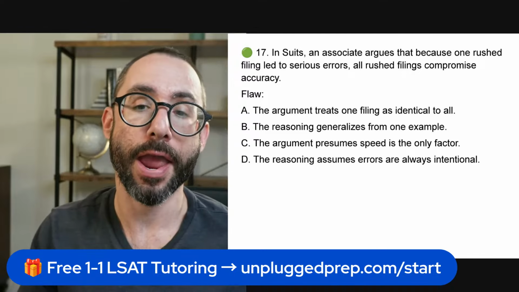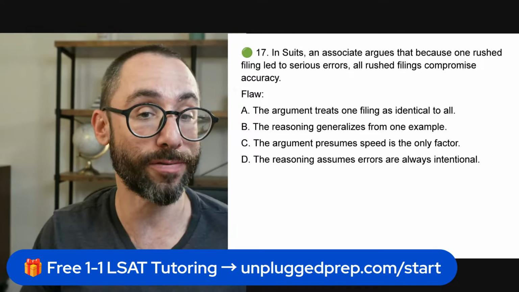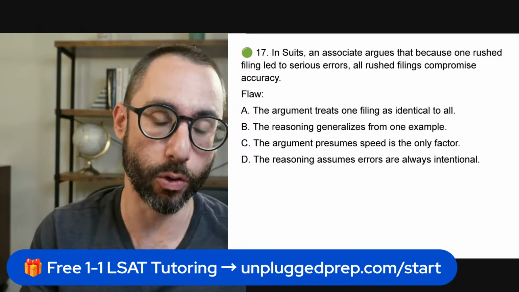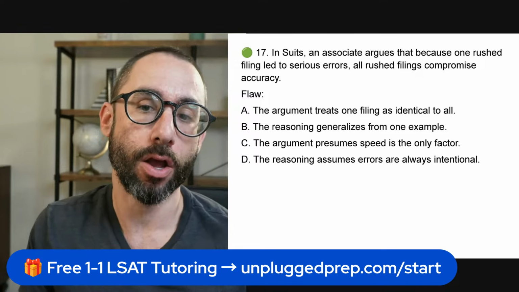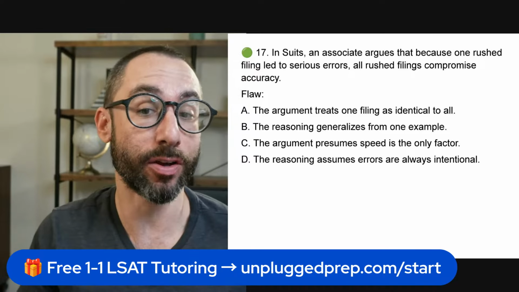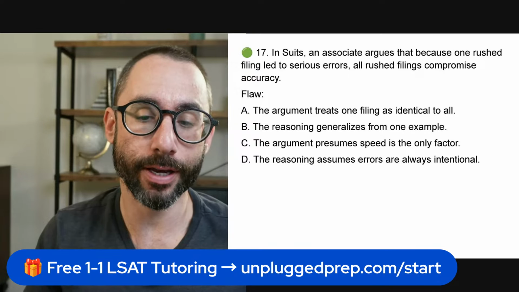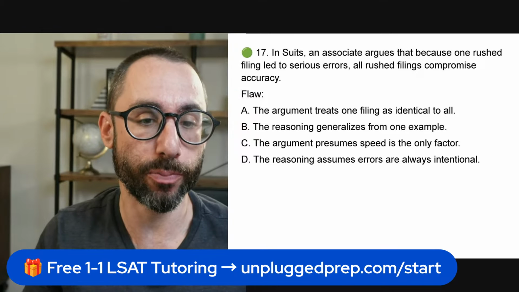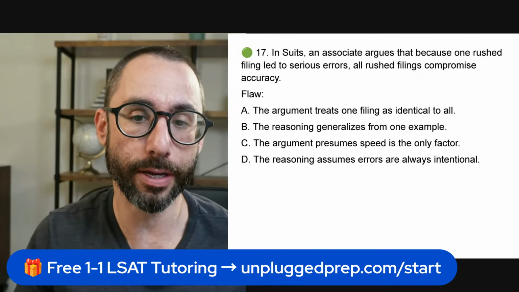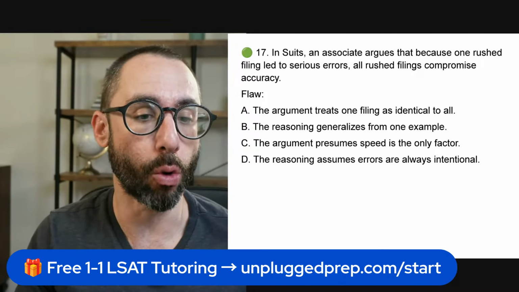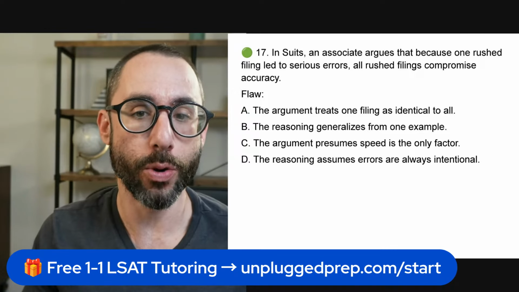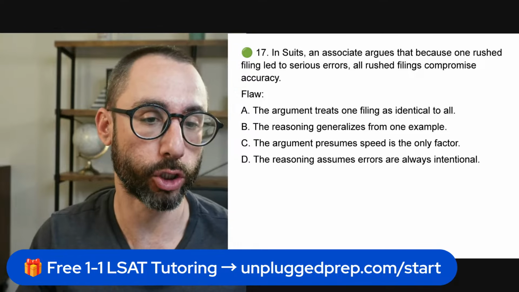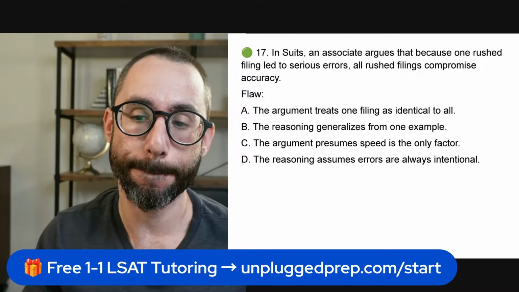In Suits, an associate argues that because one rushed filing led to serious errors, all rushed filings compromise accuracy. What is the flaw? A, the argument treats one filing as identical to all. B, the reasoning generalizes from one example. C, the argument assumes speed is the only factor. Or D, the reasoning assumes errors are always intentional. When you have your answer, please drop it in the chat, A, B, C, or D. If you're not sure, just drop a question mark, but do commit to an answer.